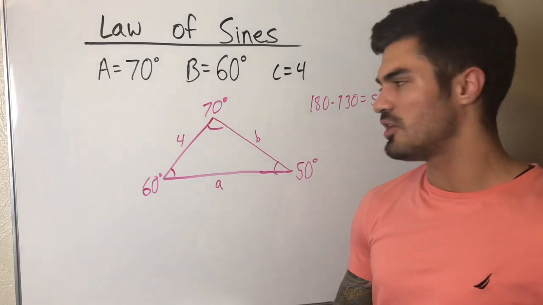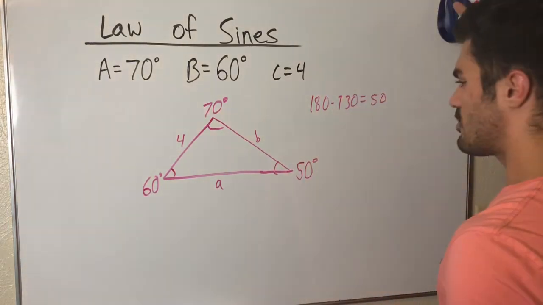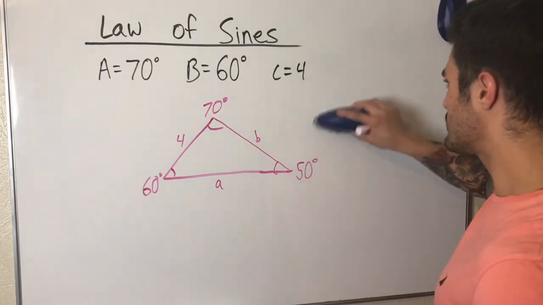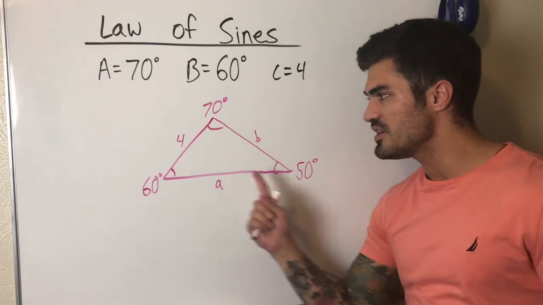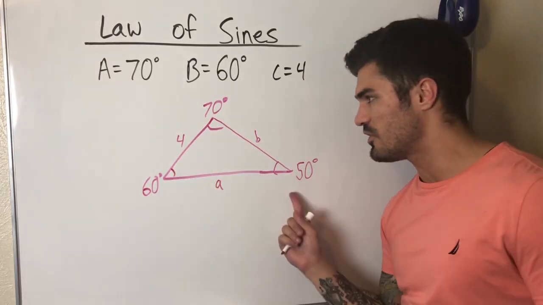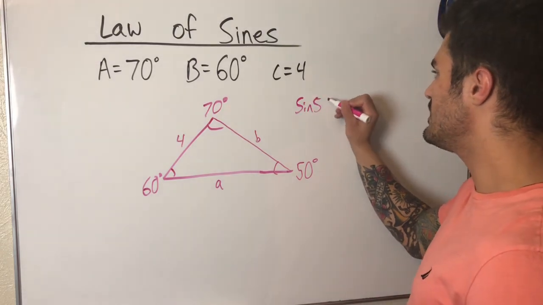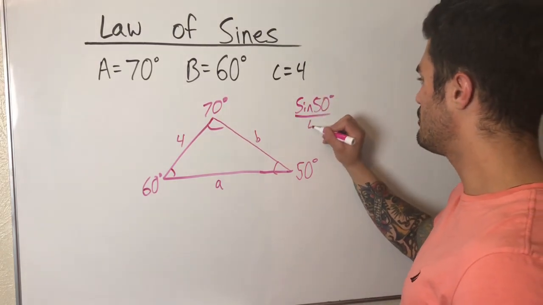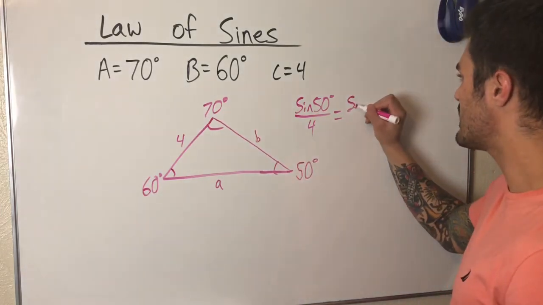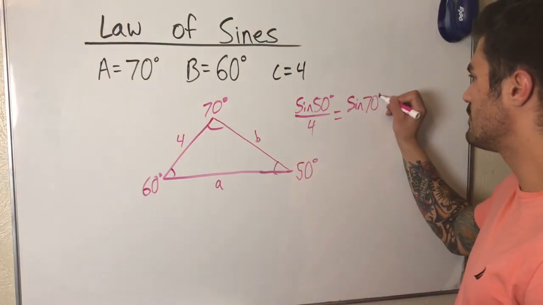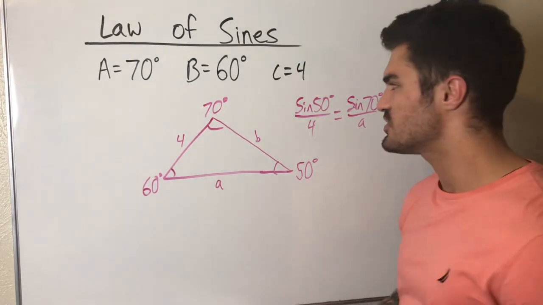All right, so now what? Well, now I can start using the law of sines, and I can find A or B here. It doesn't matter. I'll start with A. So what do I have? I have 50 degrees, and I have the side length across from 50. So I'm going to use that: sine 50 degrees over 4 equals sine of 70 degrees over A. So now I can solve for A.